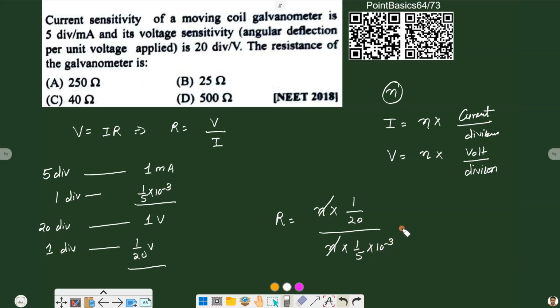So N gets cancelled. We have 1 by 20 into 5 into 10 raised to power 3. That will be 4,000 by 4, that is 250 ohms, which will be the right answer. Option A will be the right answer. Moving to the next one.